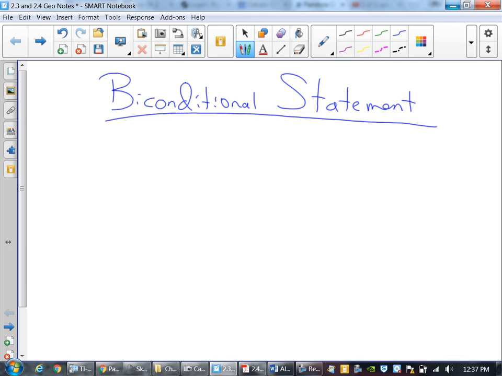We use it in definitions more than anything. So it's just kind of like a little FYI type thing. So this biconditional statement basically says that it is a statement that is true going either way.